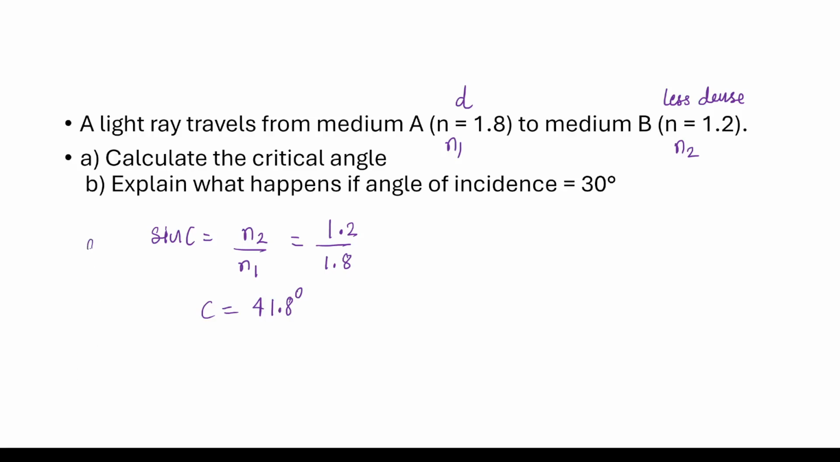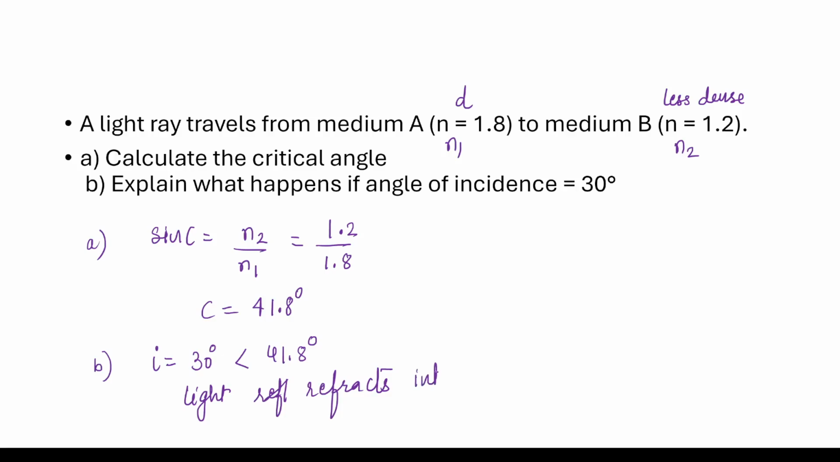So if the angle of incidence is 30 degrees, which is less than the critical angle, light goes into medium B. Light refracts. Of course, there's no total internal reflection happening, so it will go into the next medium, just as expected. So light refracts into medium B.